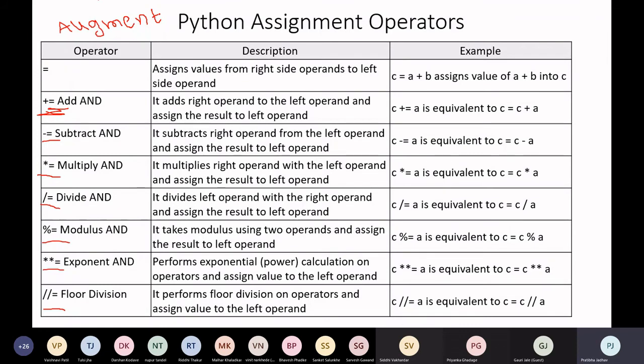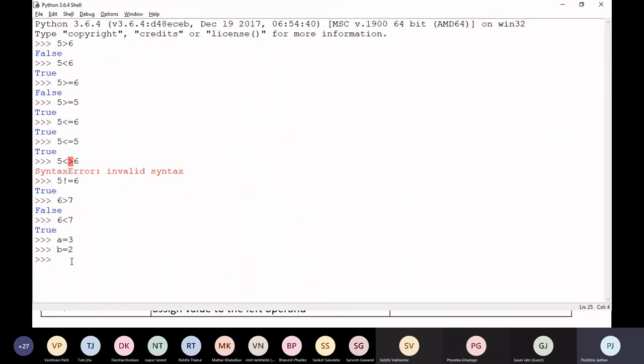So what is the meaning of these operators? If I am writing C plus equal to A, it is equivalent to C equal to C plus A. If I am writing C minus equal to A, then it is equivalent to C equal to C minus A. If I am writing C asterisk equal to A, then the meaning is C equal to C asterisk A. This expression is known as an assignment expression. Now, how to execute with the augmented operators?